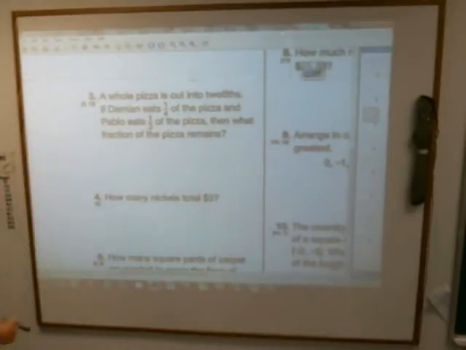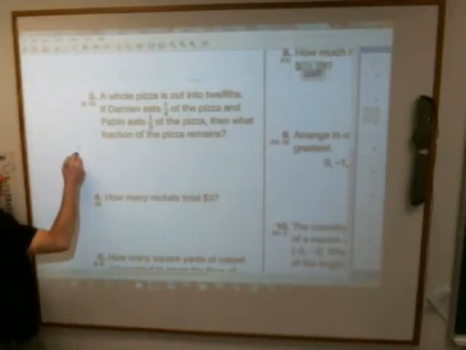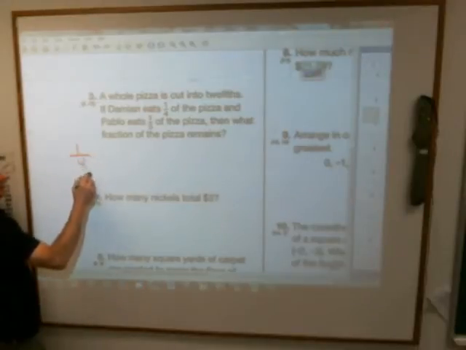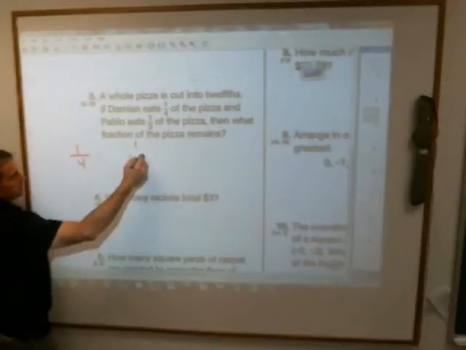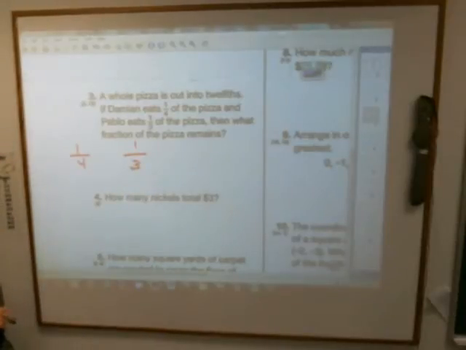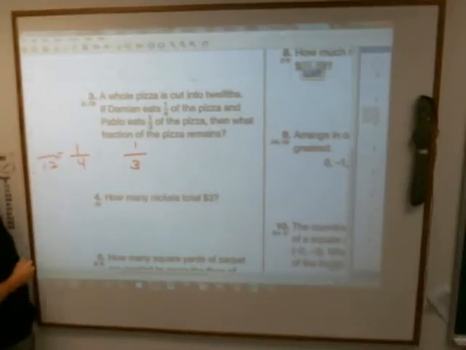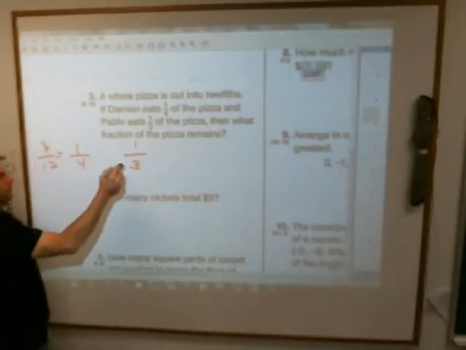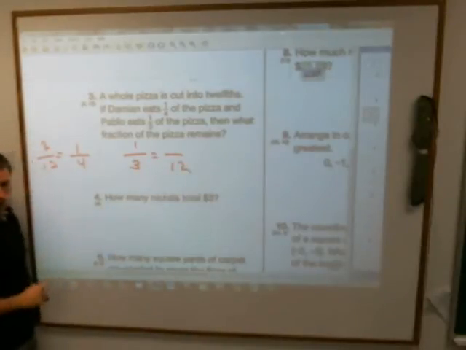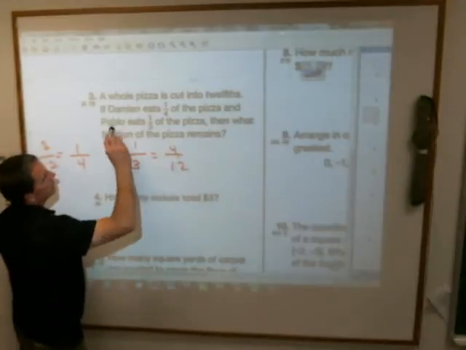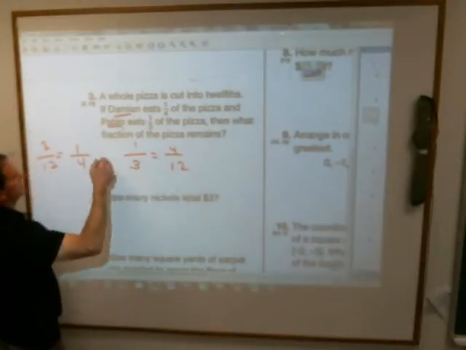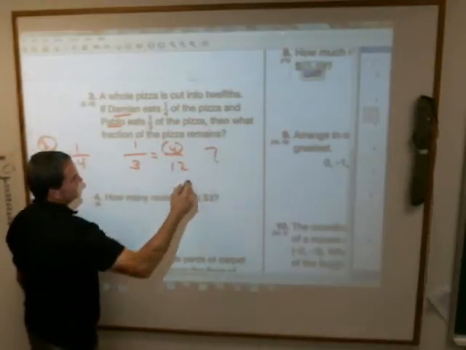A whole pizza is cut into 12ths. If Darren eats 1/4 of the pizza and Pueblo eats 1/3 of the pizza, what fraction of the pizza remains? The best way, since the pizza is cut into 12ths, is to make both of these 12ths instead of what their denominators are. So how many 12ths is 1/4? 3. 1/3 is how many 12ths? 4. So of the 12 pieces, 7 were eaten.